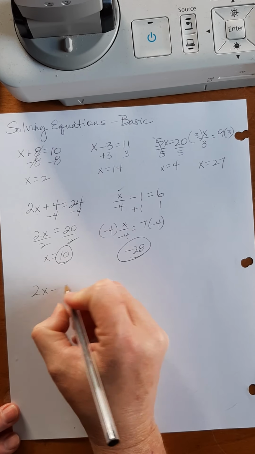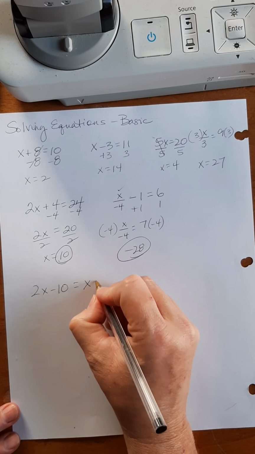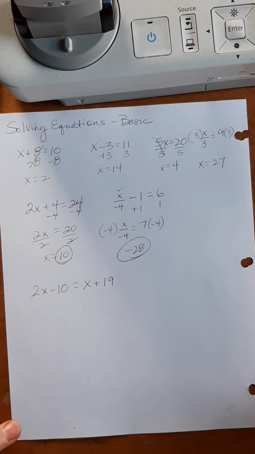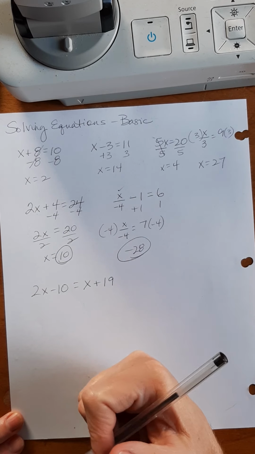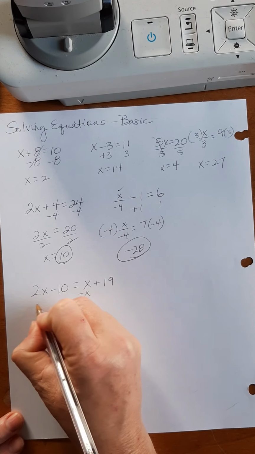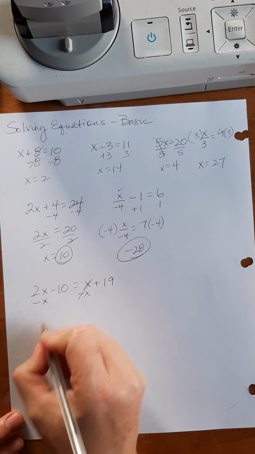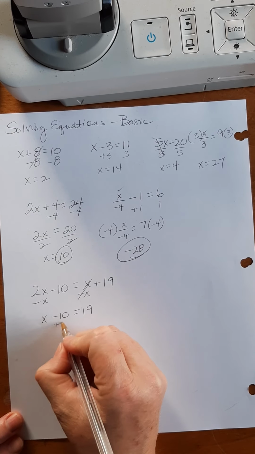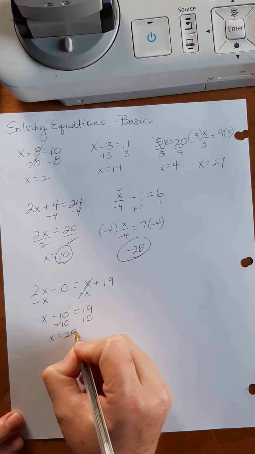You can even do it where you have variables on both sides. Let's say I had 2x minus 10 equals x plus 19. First, what I do is get the x's together. You don't always have to bring it to the left, but generally I do. It just looks more normal, but you can actually go either way. So it's positive x, so you want to subtract x from both sides. X minus 10 equals 19. Inverse, add the 10, 29.